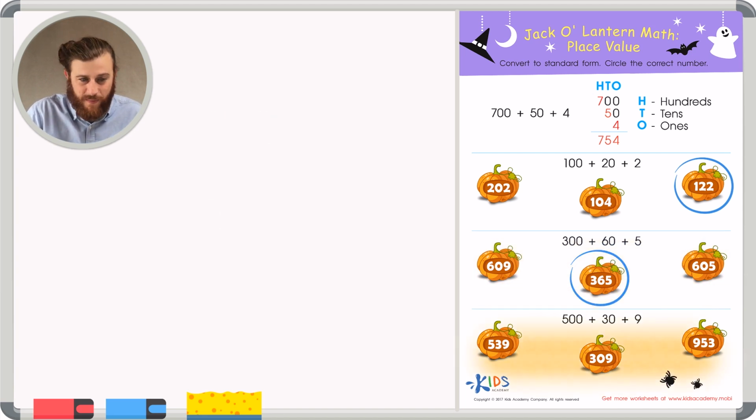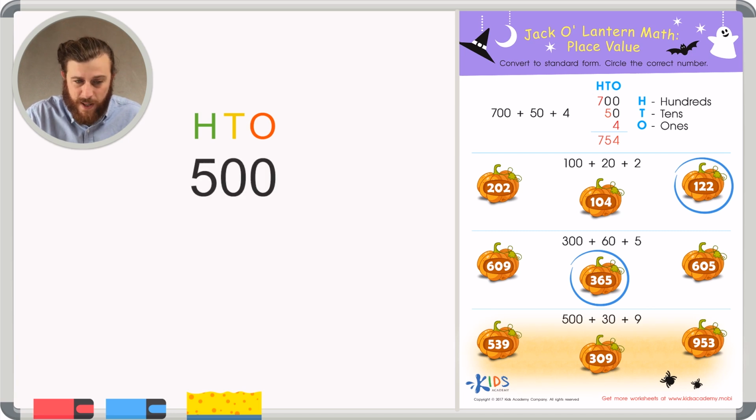Our last example has us adding 500 plus 30 plus 9, which of course is a number in expanded form. Let's make our place value chart to turn this expanded form number back into standard form. Start with a 5 in the hundreds place, followed by 2 zeros to make our first number of 500. We'll add 30 with a 3 in the tens place and a 0 in the ones place. And lastly, we'll add our 9 with just a 9 in the ones place.